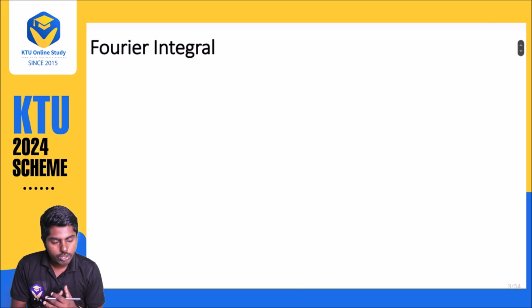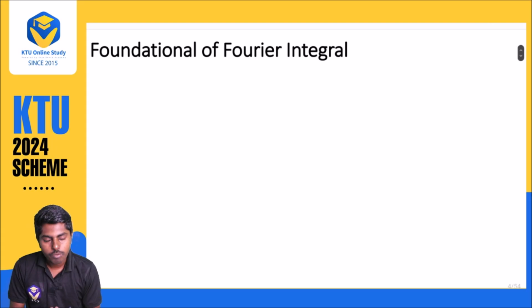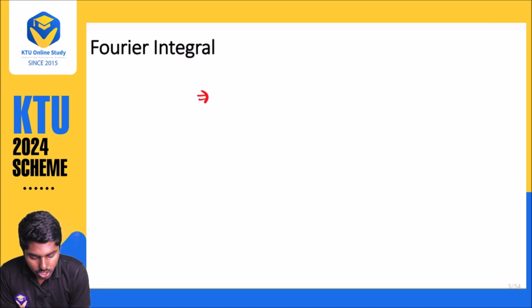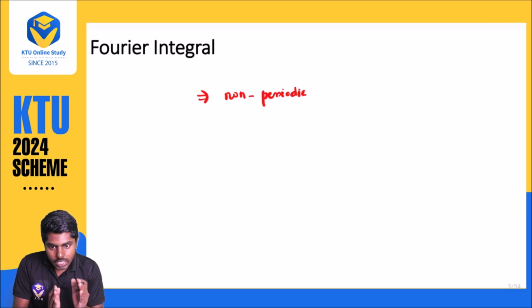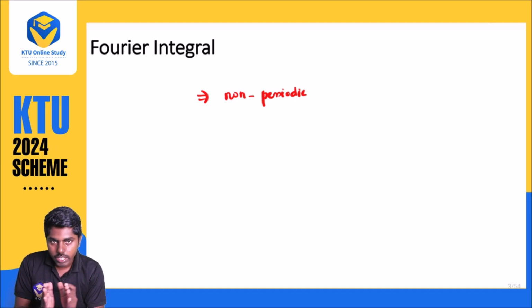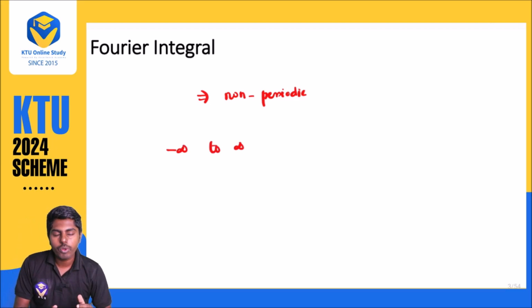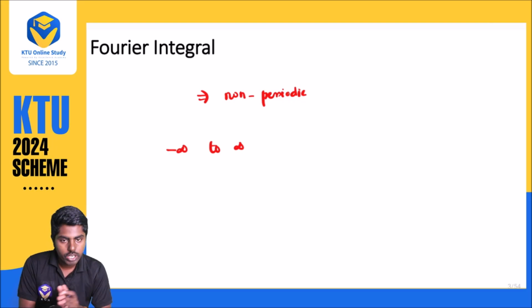Before going into the Fourier integral, you want to know some foundations. As I have told you, the Fourier integral is for non-repeating functions. You don't know when the period will be repeating. So the limit for the Fourier integral is from minus infinity to infinity, because you are waiting for a prolonged period of time.